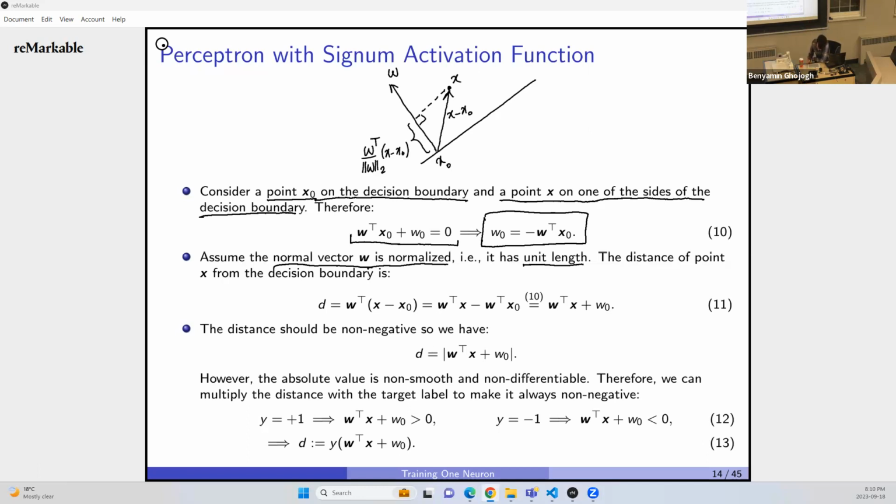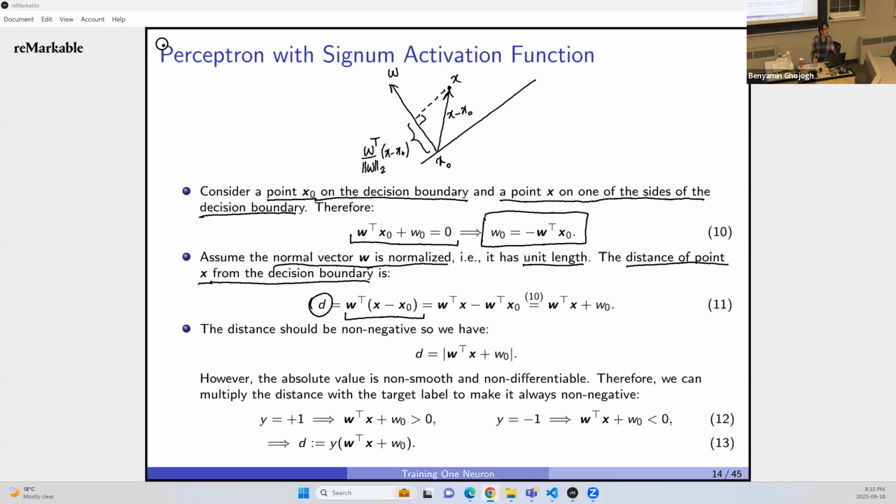Then the distance of point x from the decision boundary, what is this distance? This is the distance, right? This distance I call D. Don't confuse it with the dimensionality. Here D means distance, okay? It is W transpose (x minus x0). Why? According to simple linear algebra or geometry. Consider this. What is this? This is x minus x0.